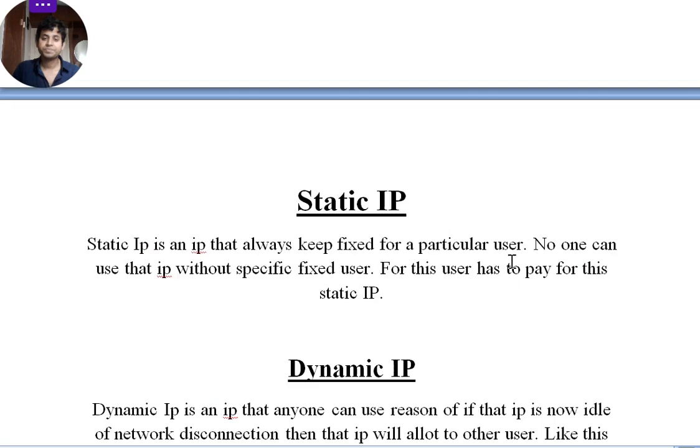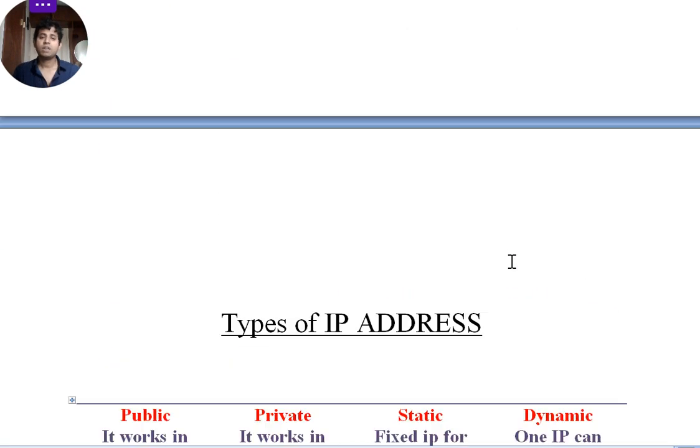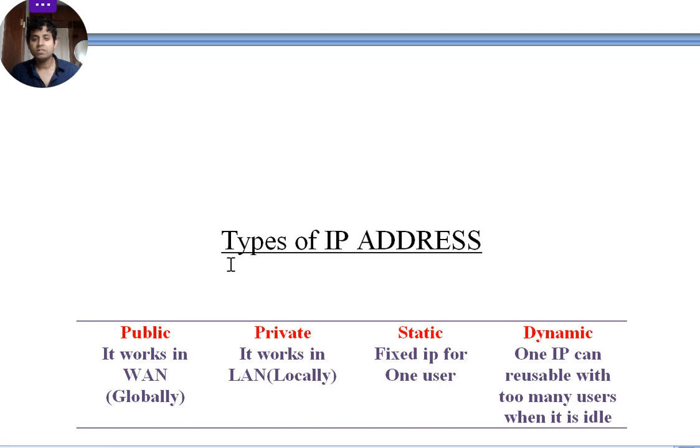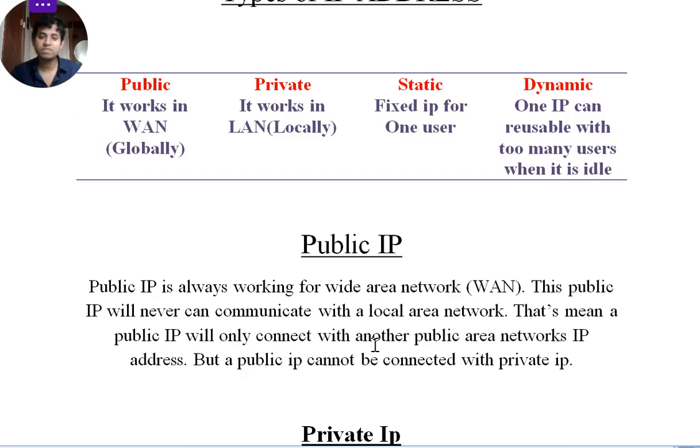From this video, we learned about the classification and version of IP addresses, IP version 4 and IP version 6, and also the types of IP addresses. We have 4 types of IP addresses: public, private, static, and dynamic. And we have the basic concepts. I believe we now have pretty good knowledge about public, private, static, and dynamic.